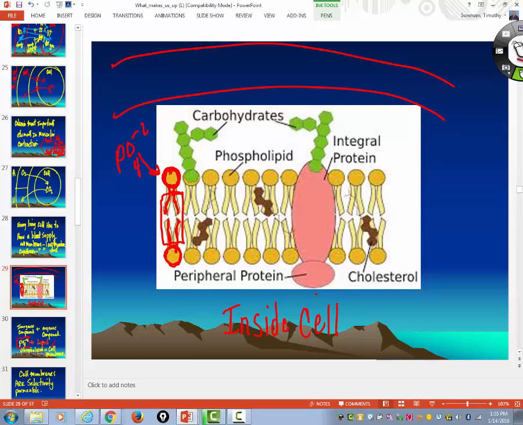Now, a cell membrane is made up of other macromolecules. If you take a carb and combine it with a protein, you will make what's called a glycoprotein. Now, this is important.